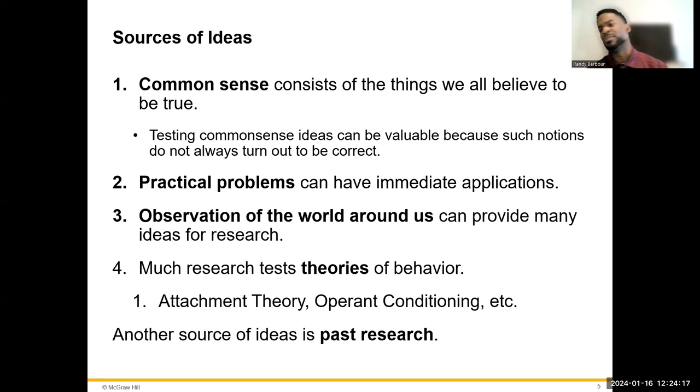Okay. And then the fourth thing is much research that we have seen test a particular theory of behavior, right? So we have different theories like attachment theory, operant conditioning. All of these are different theories that can be tested. Okay? When we think about attachment theory, you think about the avoidant, the ambivalent, and the secure attachment. Those are different styles of attachment. And each of these styles has been measured and been studied over the course of the human race. We're talking about attachment, right?